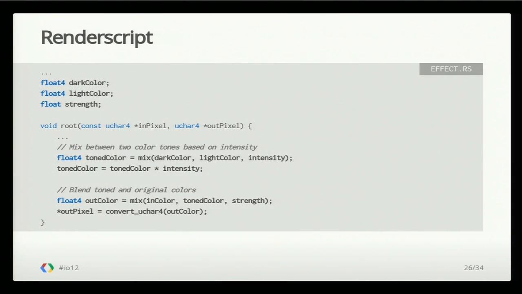So next, I'm going to add a couple global variables: dark color, light color, and strength. Those dark color and light color are another set of float4s, which represent the two ends of that gradient that we were looking at. And finally, strength, which is going to indicate how strong we want the effect to be. We'll see how to use that in a moment.